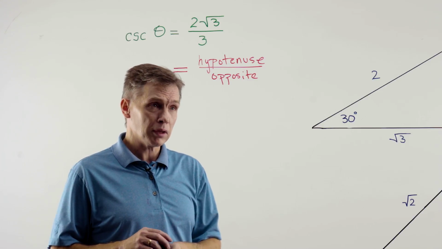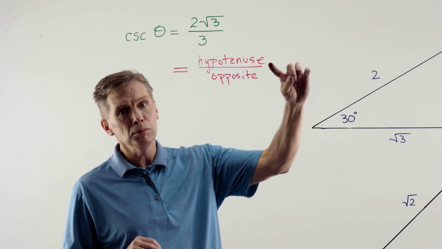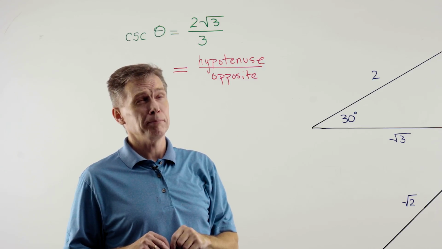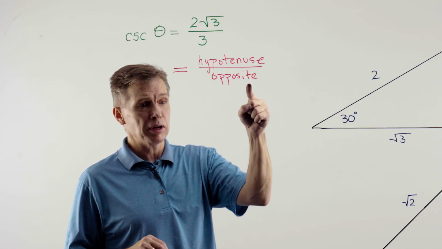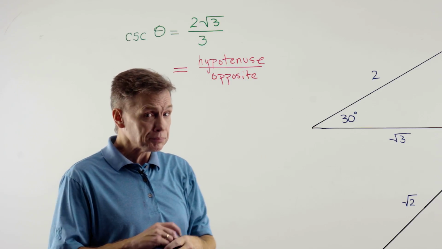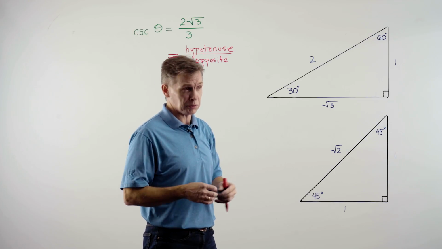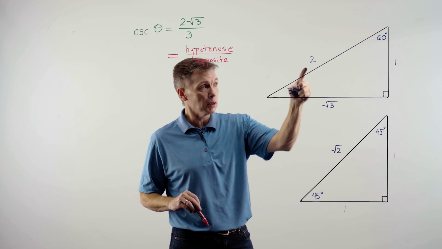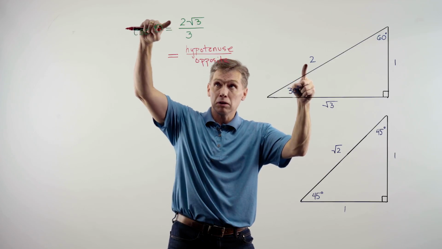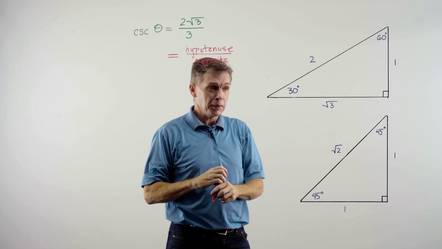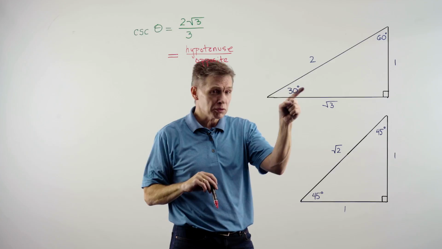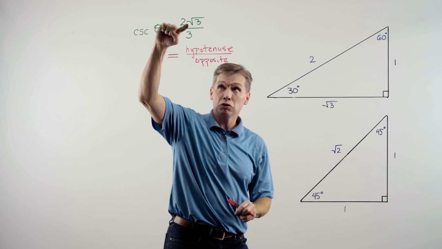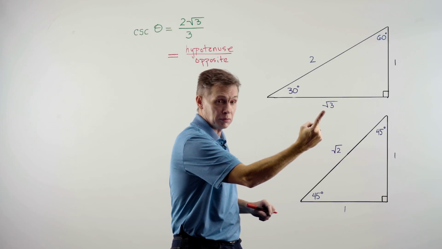Now what I can see is that the hypotenuse, the numerator of my fraction, is supposed to be 2 times the square root of 3. And the opposite, the denominator, is supposed to be 3. Looking at these two familiar triangles, neither hypotenuse is what I want. Neither one is the numerator of 2 times the square root of 3. But I'm leaning toward the top one, the 30, 60, 90 triangle, because there is a square root of 3 involved, and there is a square root of 3 involved, okay?